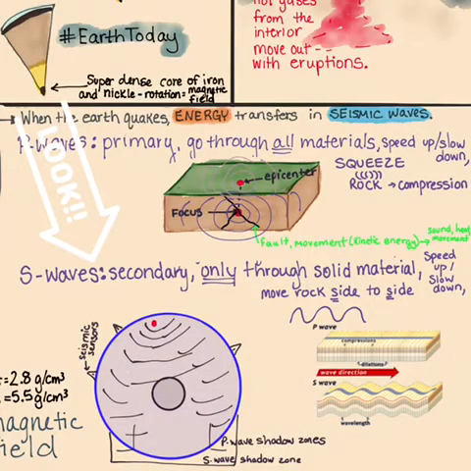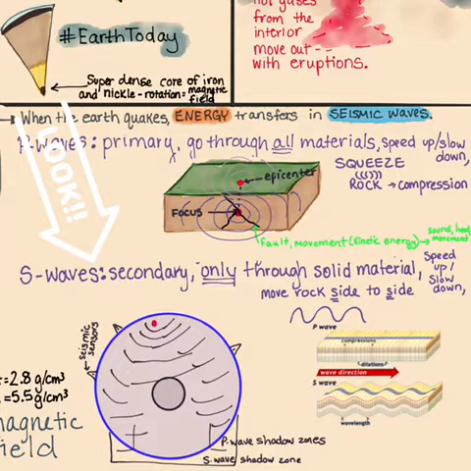Secondary waves, also called S waves, are a little bit different. They only travel through solid materials. So when these seismic waves come into play with the outer core, which is liquid, they actually get blocked. So you won't see secondary waves all the way on the other side of the planet. And secondary waves move the rock, instead of squeezing it and compressing it, these move rocks from side to side.